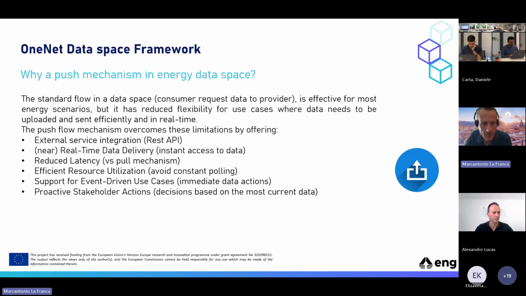The push mechanism addresses this limitation of the data space by offering easy integration of external API services and near real-time data delivery, ensuring instant access to the data as it is generated. It reduces latency, enhances resource utilization, and supports event-driven use cases, ideal for example for applications that require immediate data actions, and empowers stakeholders to make timely and informed decisions based on the most current data.